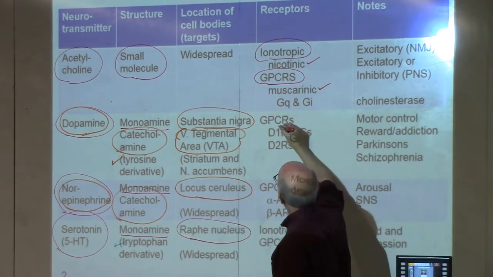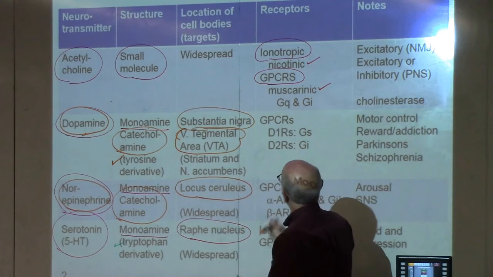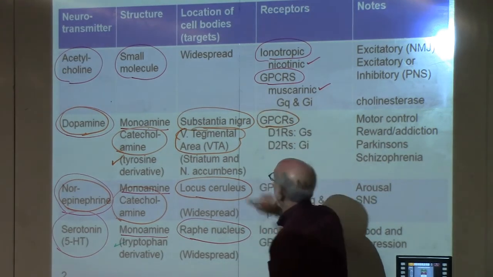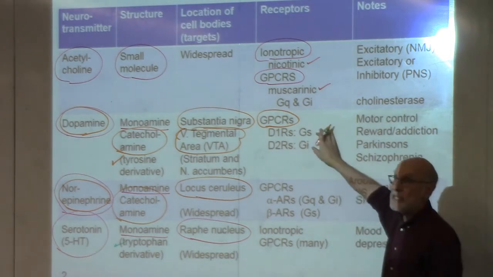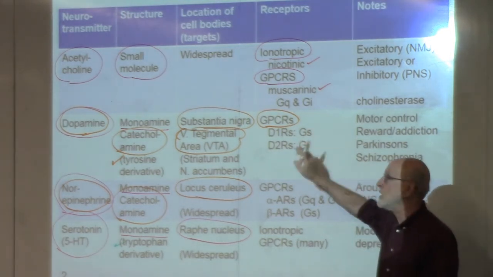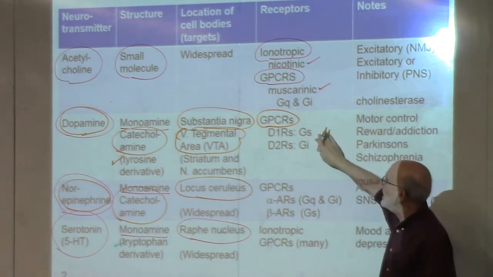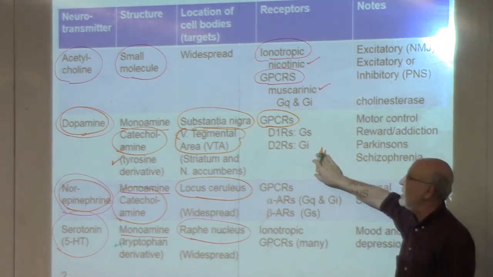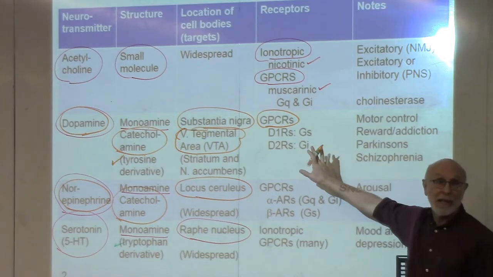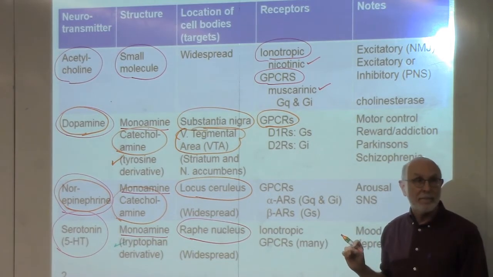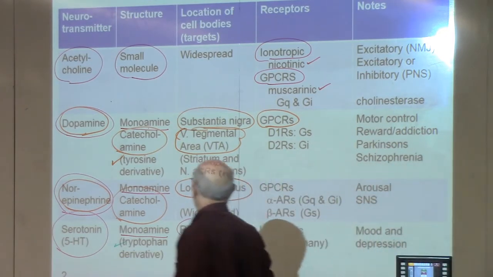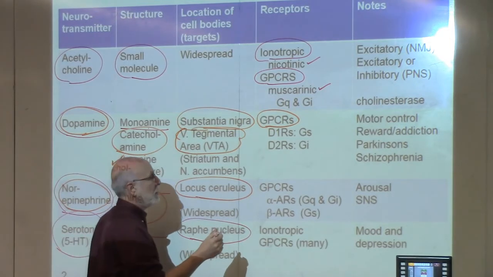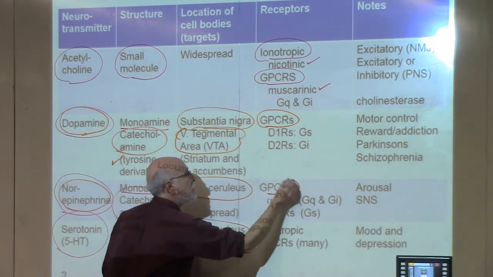For dopamine, I do want you to know that the receptors for dopamine are all GPCRs. There are subtypes: D1 type receptors and D2 type receptors. D1 type receptors are coupled to Gs, and D2 type receptors are coupled to Gi, but I'm not circling it. Is it clear what I want you to know and what I don't need you to know?